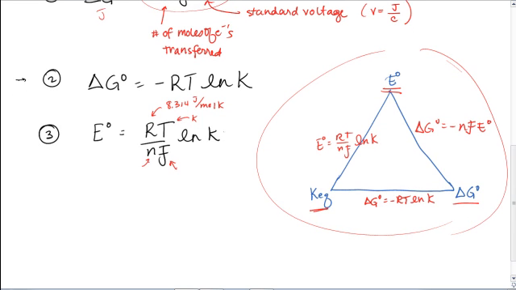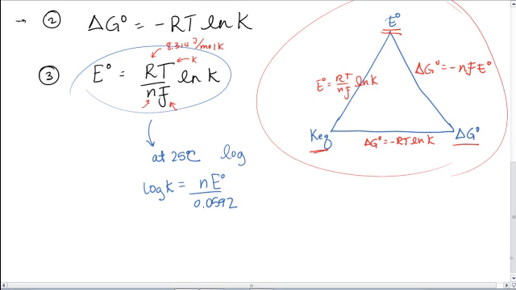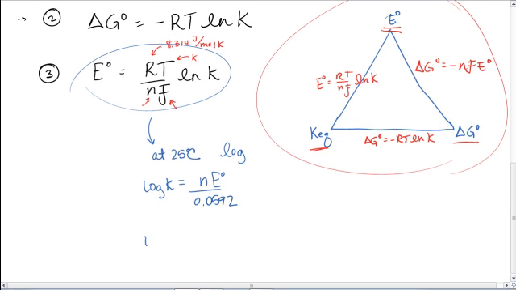Now I'm going to make a point because on your useless information sheet, I'm pretty sure this equation is given, but they give a couple others that are related, and they're very specific to 25 degrees Celsius. And your useless information sheet also tends to use log base 10 instead of natural log. So its kind of rearranged version is, log K is equal to n E naught over 0.0592. You might wonder, well, how is that related? So here's what they did.